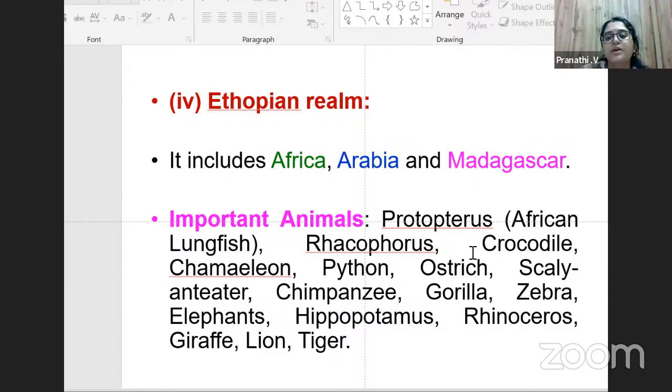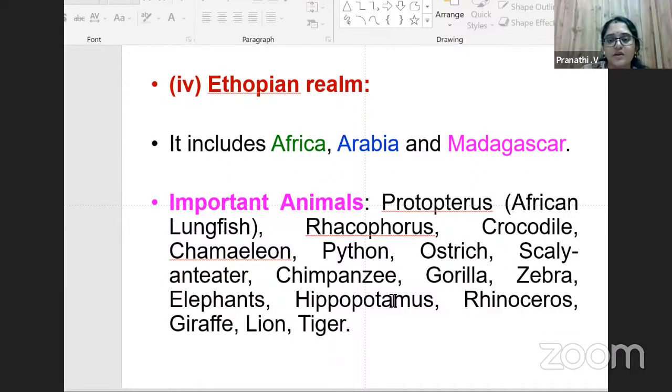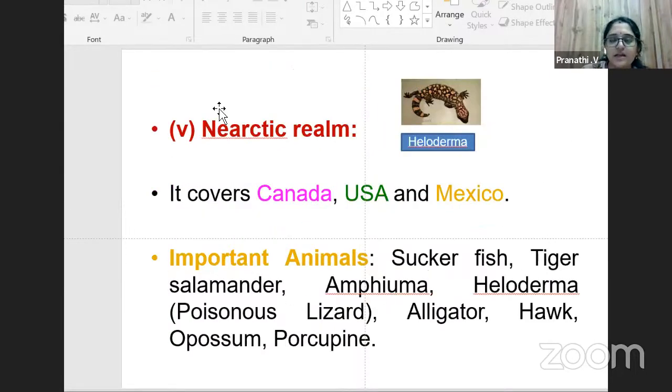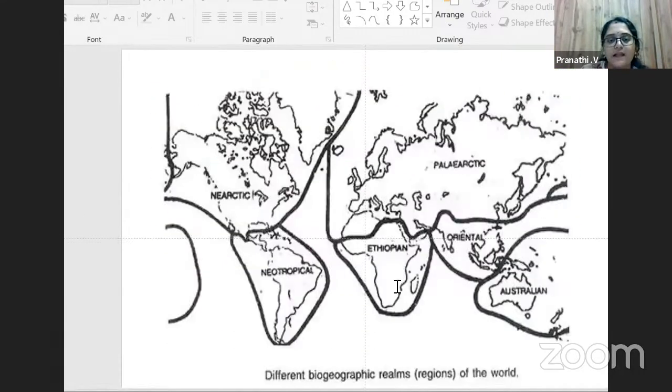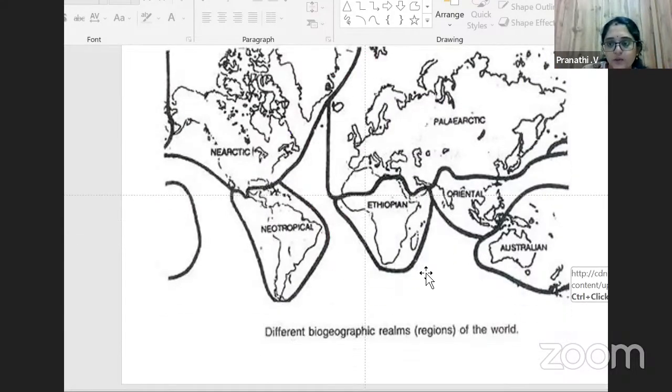Again, the Ethiopian Realm includes different kinds of poisonous snakes, ostriches, and different kinds of animals related to it. And the Nearctic region includes the alligators, the hawks, and the opossums. So this is one thing. And these are the different geographical realms that are present in the world.